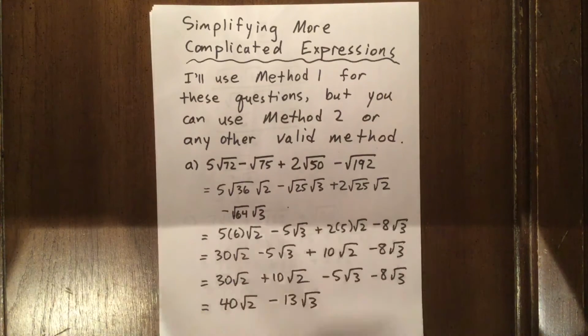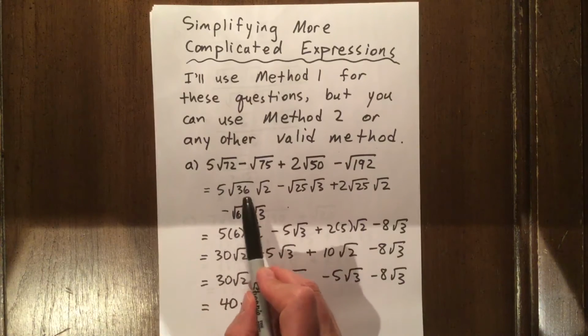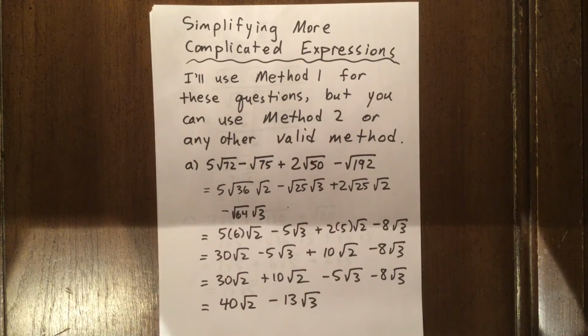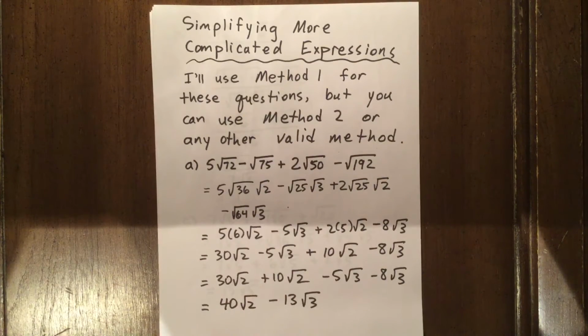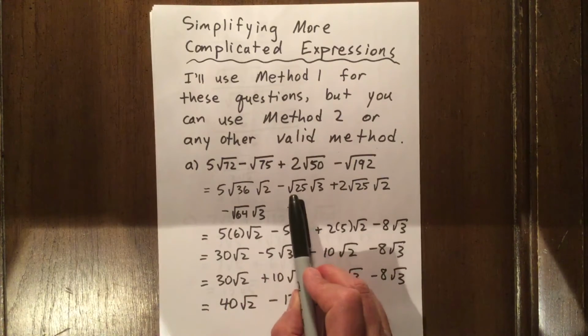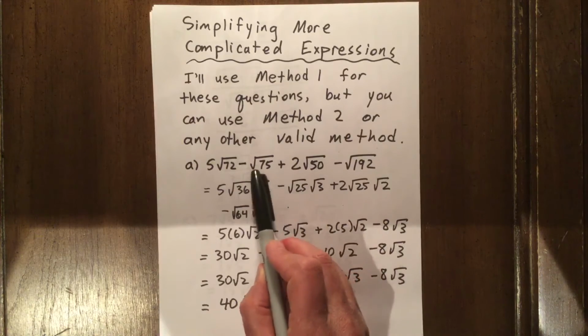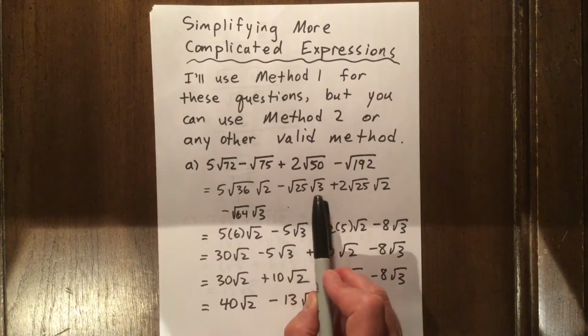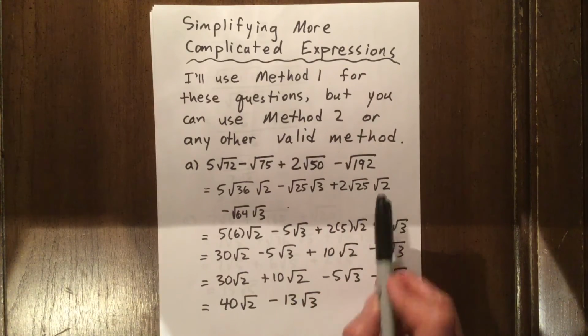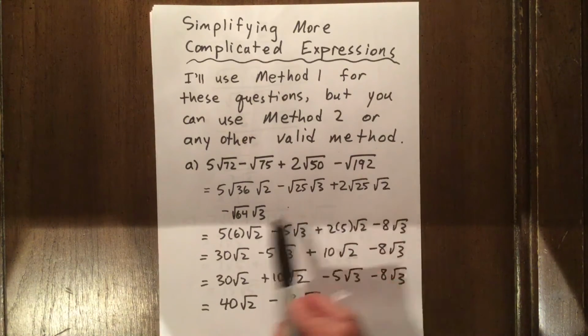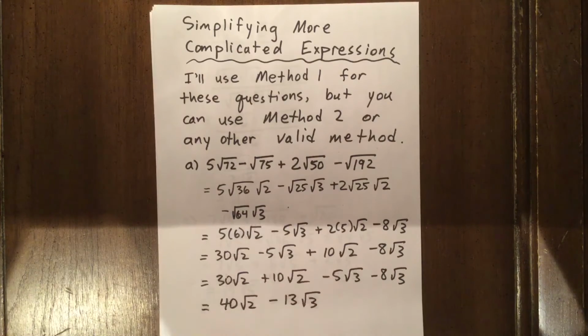Suppose I want to simplify this expression: 5 root 72 minus root 75 plus 2 root 50 minus root 192. I look at this 72 and I see 36 divides evenly into it, so I can think of root 72 as root 36 times root 2. This root 75 has a 25 that goes into it, so I can think of root 75 as root 25 root 3. Root 50 can be thought of as root 25 root 2, and root 192 can be thought of as root 64 root 3.